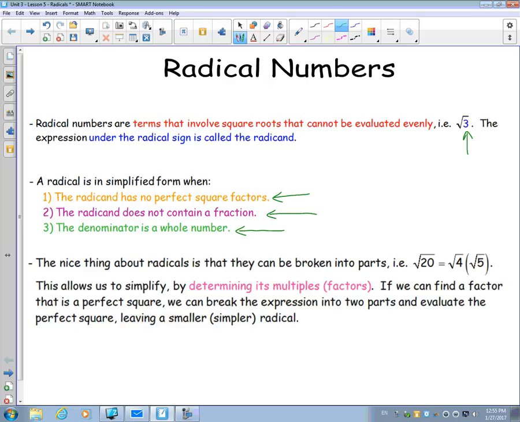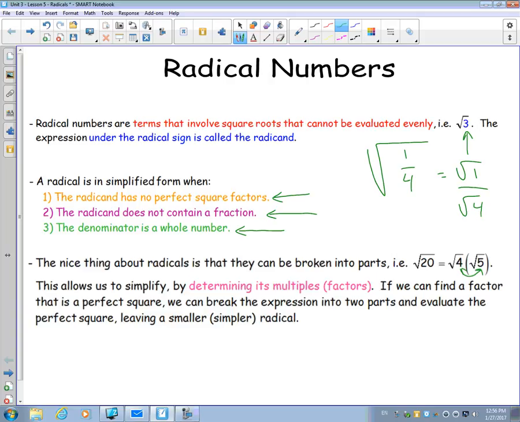The nice thing about radicals is they can be broken into parts. For example, root 20 is the same thing as root 4 times root 5, because 4 times 5 makes 20. So you can break radicals into parts. Similarly, you can break a radical that is a fraction into parts. Okay, it works the same way. So to simplify things, we're going to think about the factors, not really factoring, but factors, the numbers that make up these whole things. For example, root 20 is made up of 4 times 5.